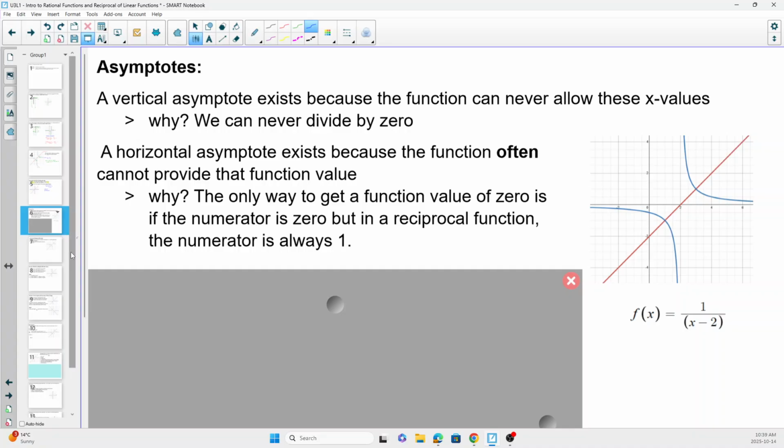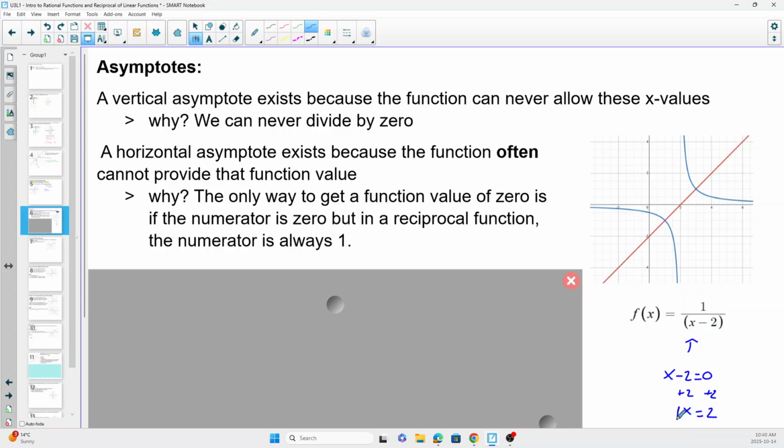Okay, asymptotes continued. So a vertical asymptote exists because the function can never allow these x values. We've already talked about this. Why? We can never divide by 0. We can never sub in, and the way you can always solve for it is to say, okay, I can never allow x minus 2 to equal 0. So what is the x value that would make it equal 0? And then again, we use our opposite operations and we figure it out, and this one's pretty easy.